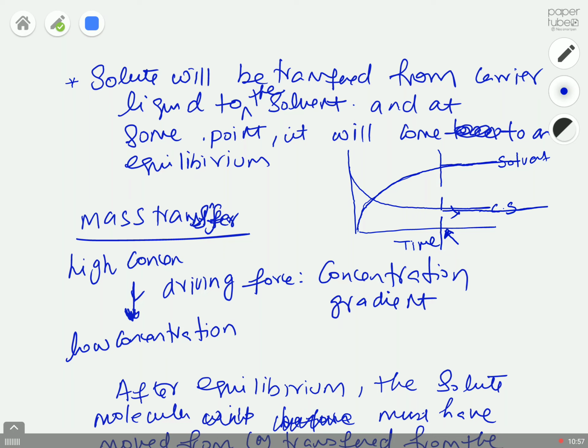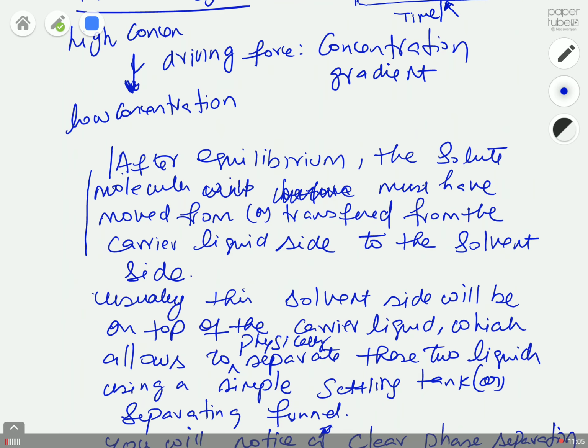So that's the whole principle behind the mass transfer process. So what happens at equilibrium? Let's go back here. Once your system has reached equilibrium, the solute molecules must have already moved from your carrier liquid side to the solvent side.